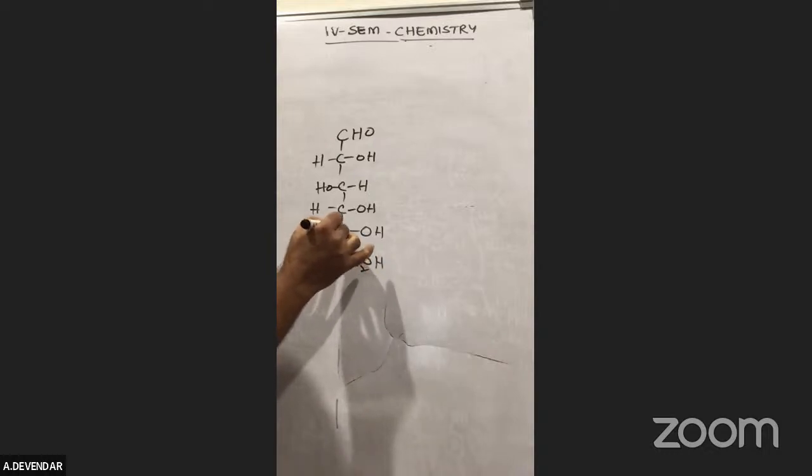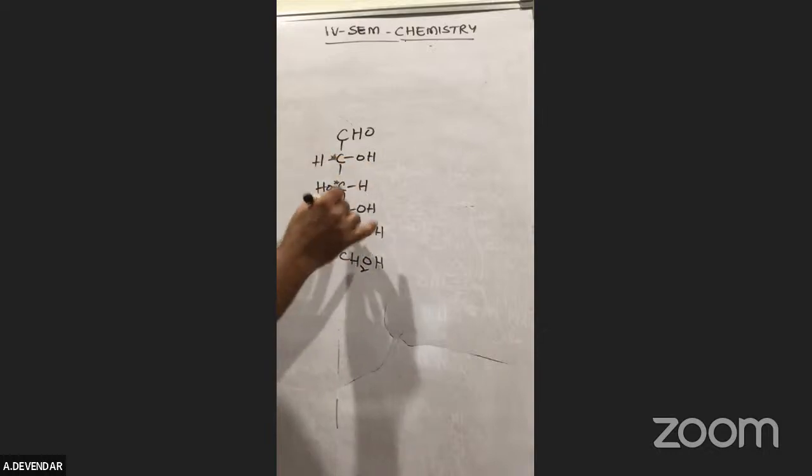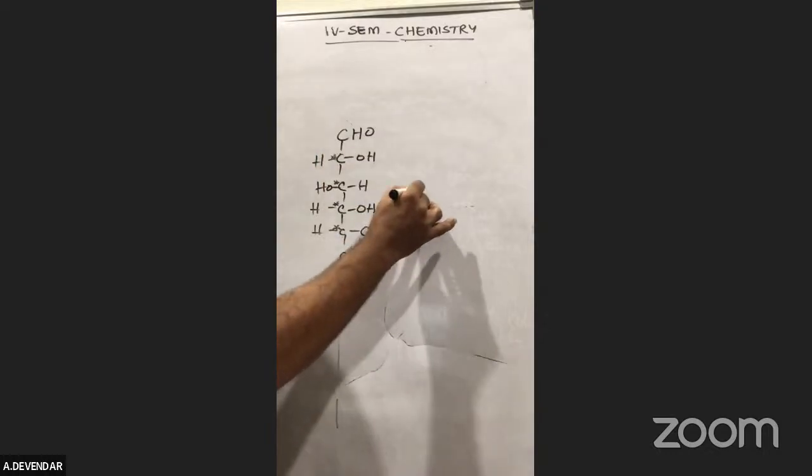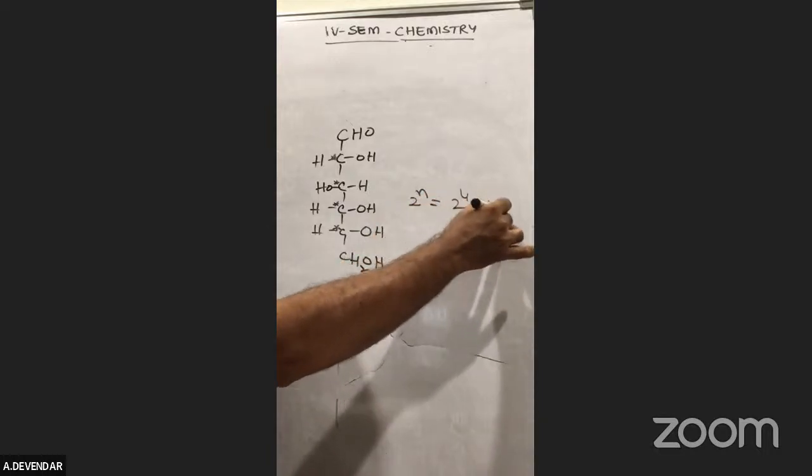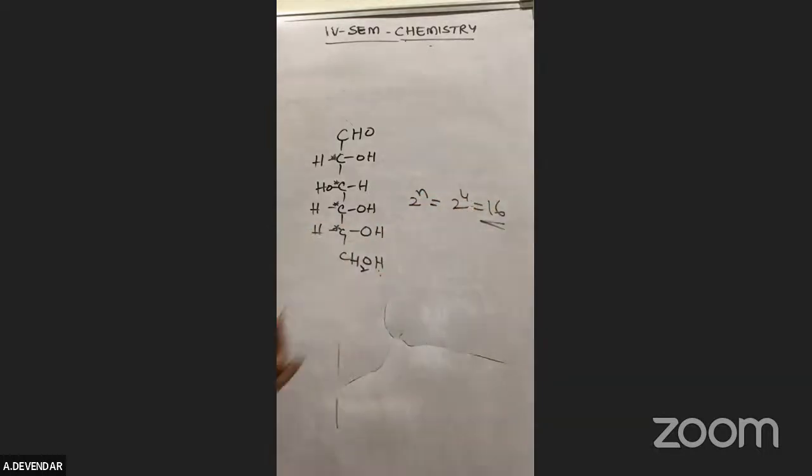Here, 4 asymmetric carbon atoms are there. 1, 2, 3, 4. The formula is that 2 to the power n isomers will be formed. So with 4 asymmetric carbons, 16 isomers are possible for glucose. So 16 stereoisomers will be possible due to the 4 asymmetric carbons present.